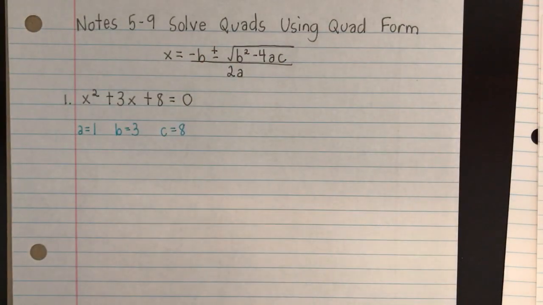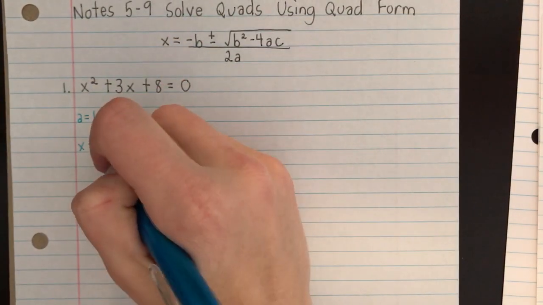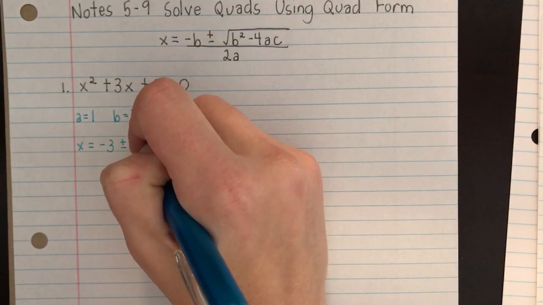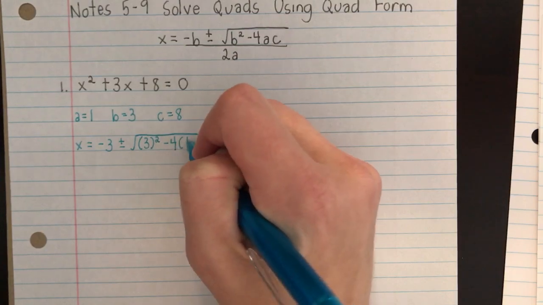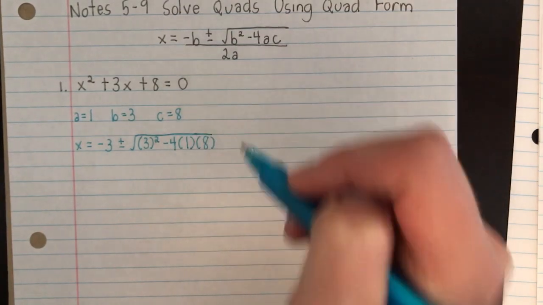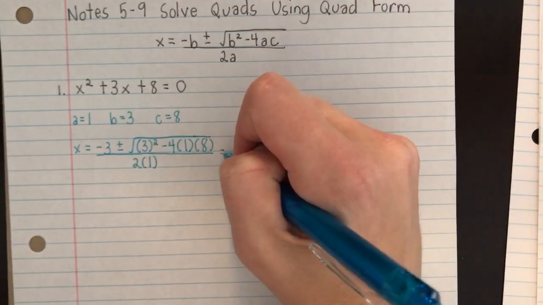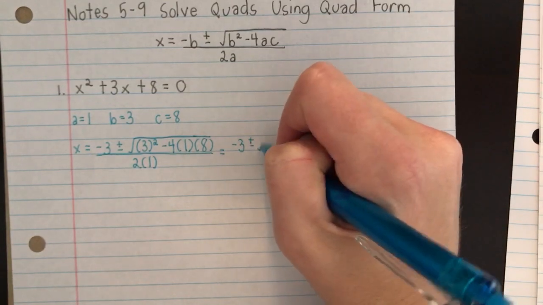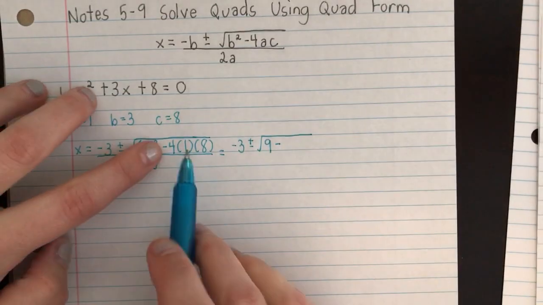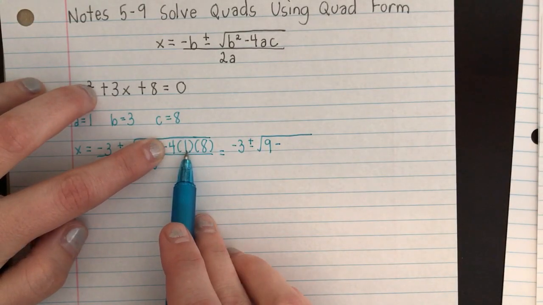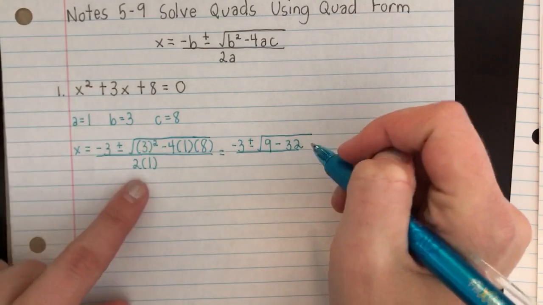Then we're going to go ahead and plug into the quadratic formula. So I would have x equals opposite of b, so that would turn negative 3, plus or minus the square root of b squared minus 4 times a times c, all over 2 times a. Simplifying further, we have negative 3 plus or minus 3 squared is 9, minus, remember, 4 times 1 times 8. 4 times 1 is 4. 4 times 8 is 32. All over 2 times 1 is 2.